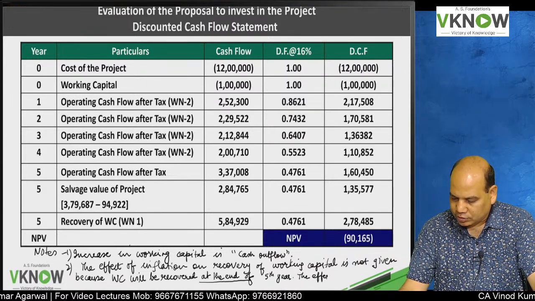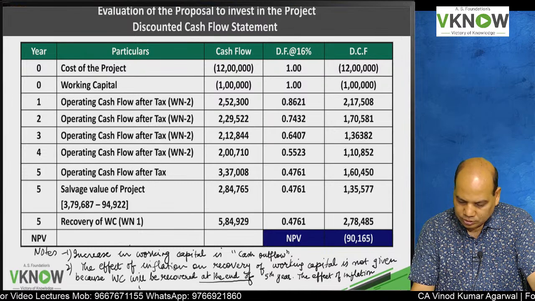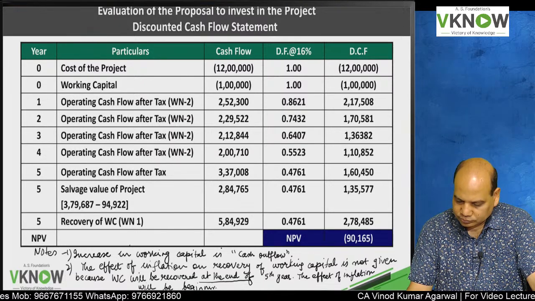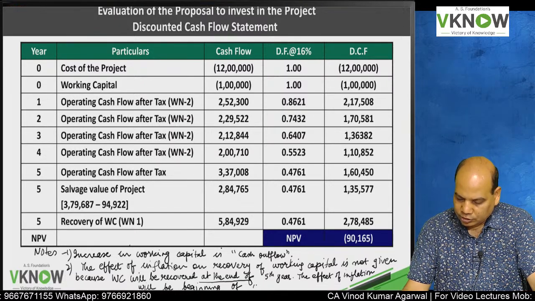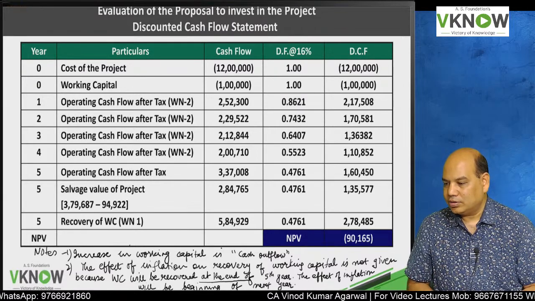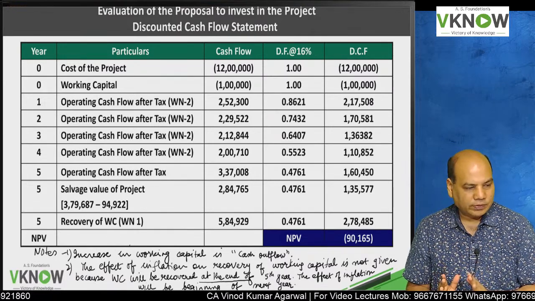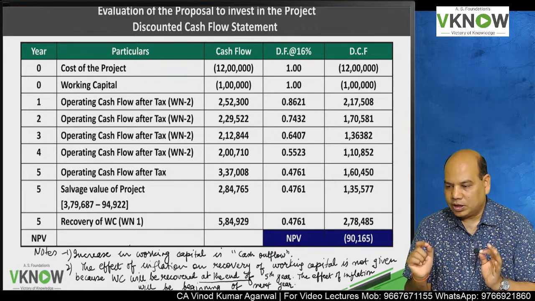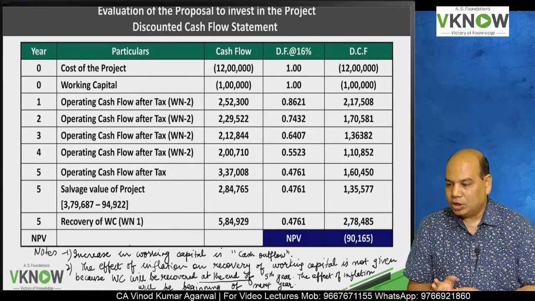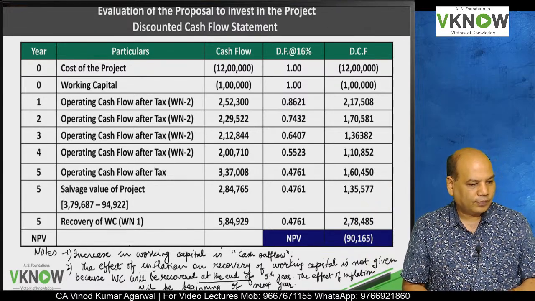The effect of inflation will be beginning of next year. I'll repeat if you can't read. Second point, the effect of inflation on recovery of working capital is not given because working capital will be recovered at the end of the fifth year. The effect of inflation will be beginning of the next year, means sixth year, but we don't have to go to sixth year. We have to go only up to 5 years.